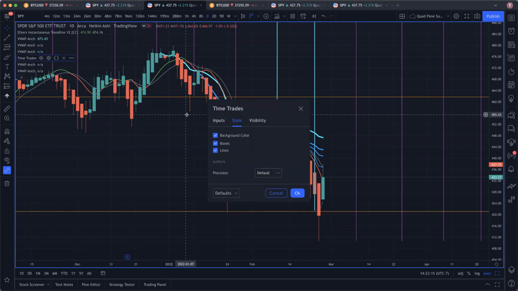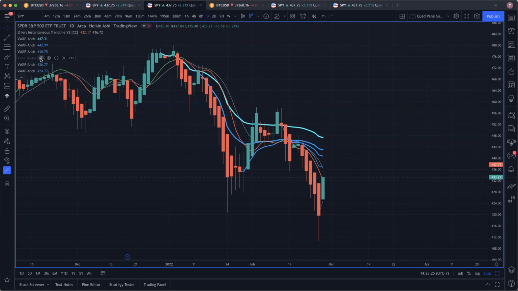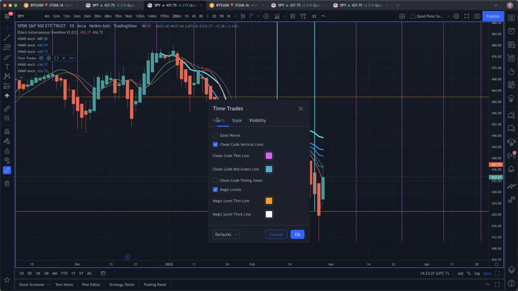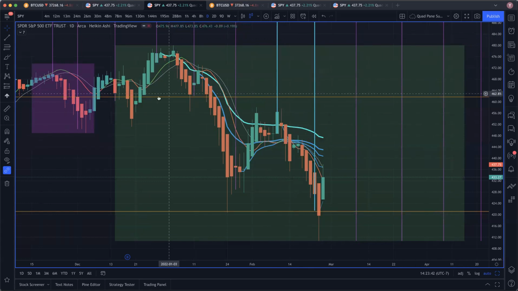So if we go and turn that on, and oops, we still have the old version here. We'll just change the inputs here, cheat code timing zones, turn that on, and there. So we have the right version. But if we take a look here, we've got the teal lines, they're about halfway through the green period, okay? And historically, this tends to indicate a time for a major pivot, okay?